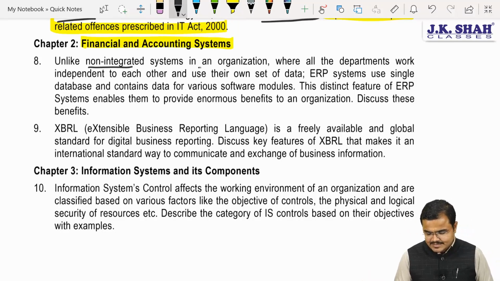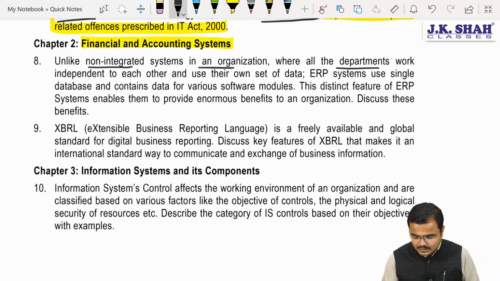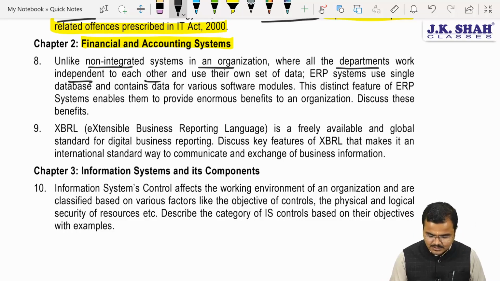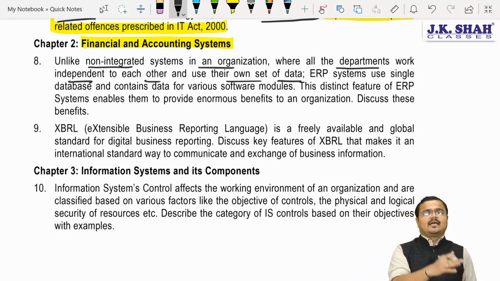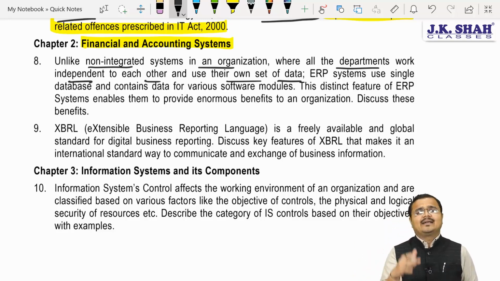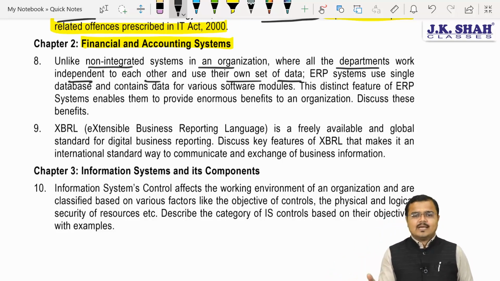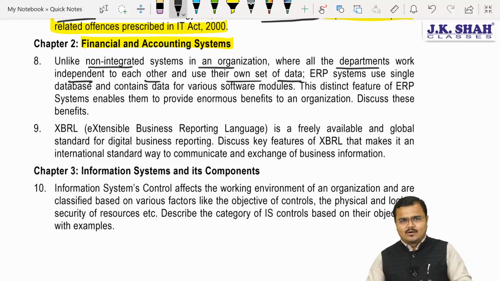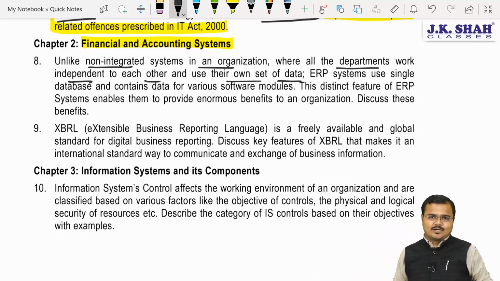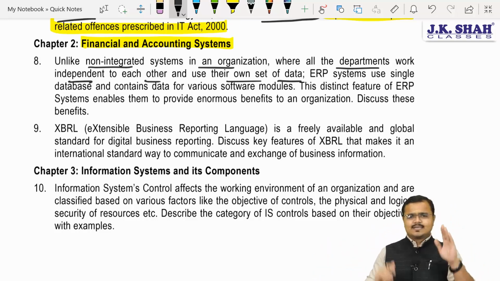Unlike a non-integrated system in an organization, where all the departments work independently of each other and use their own set of data. We know very well, Chartered, that there is a centralized system and a decentralized system. The centralized system is called an integrated system, and it's also known as ERP software. Basically, they maintain a single centralized database system. All the departments would be able to access that data on a real-time basis, my dear Chartered. Agree? Yes, sir.